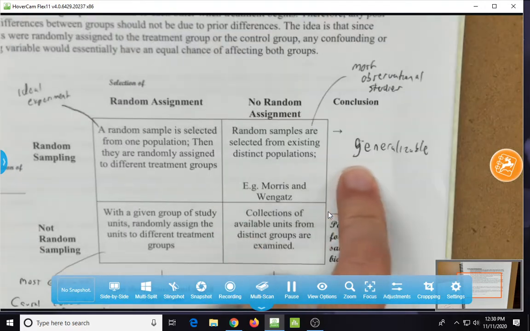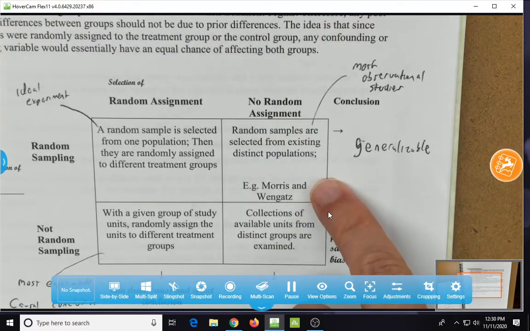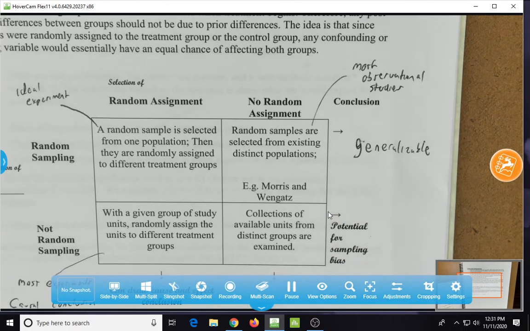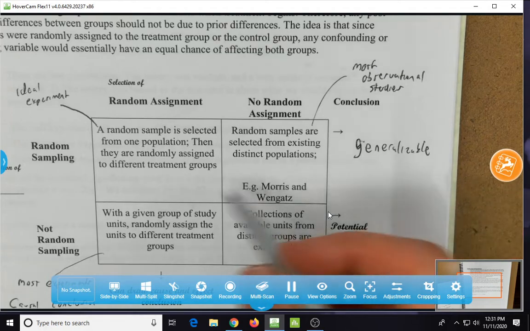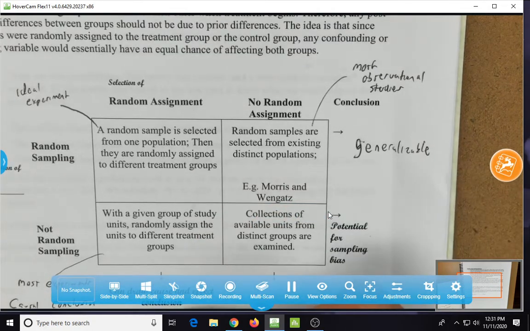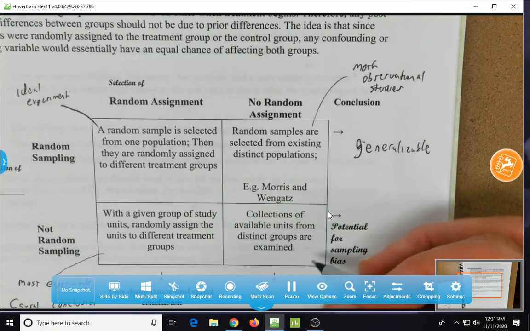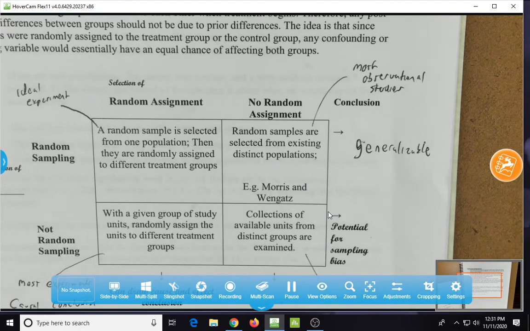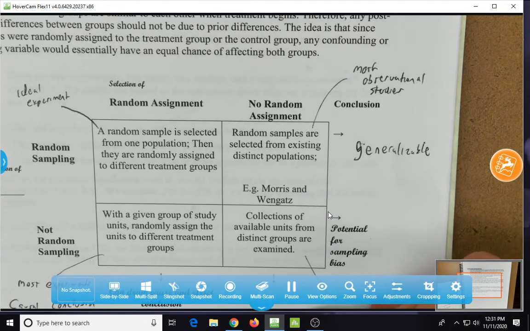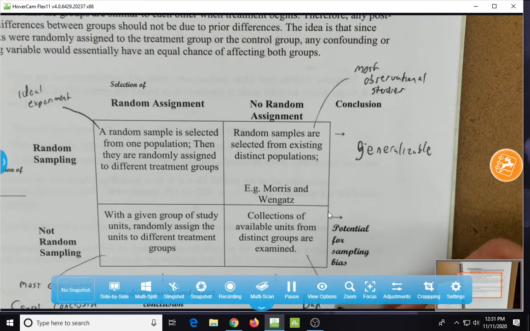So you can still generalize this with the random sampling, but since you didn't have a random assignment, you can't draw cause and effect conclusions from this. And then finally, whoever's available and you put them in there. This is just a bad observational study.